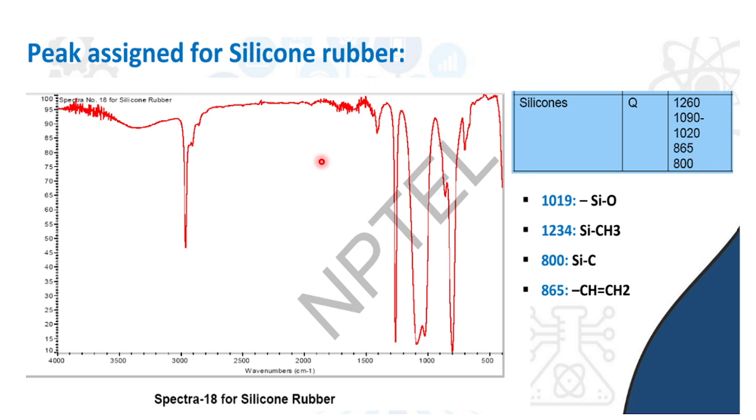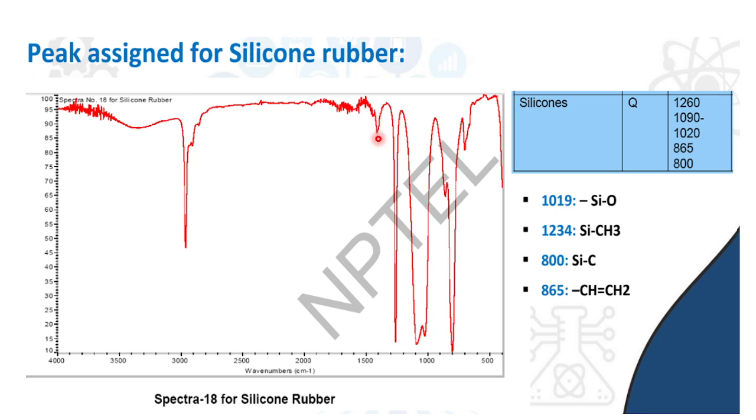So this is another example, a silicone rubber. There is a silicon-oxygen bond that is coming around 1020 centimeter inverse, and the CH2 that is coming here is also an intense peak, and the Si-C bond is coming around 800 centimeter inverse. So usually in the case of silicones, these are the characteristic peaks: silicon-oxygen, silicon-carbon, and carbon-carbon. So this is the C=C peak.